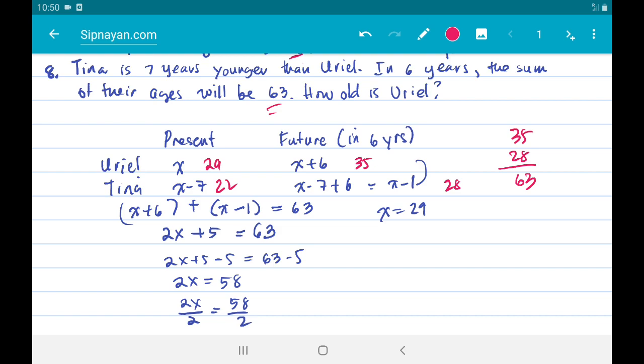Now, the question is, how old is Uriel? Present age ni Uriel yung tinatanong. So, the correct answer is 29. Pag sinabi ng question, how old is Uriel 6 years from now, yung sagot natin is 35. Pero pag walang sinasabi, ang tinatanong niyan ay present age.